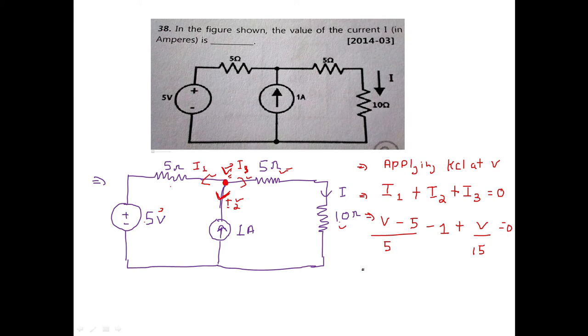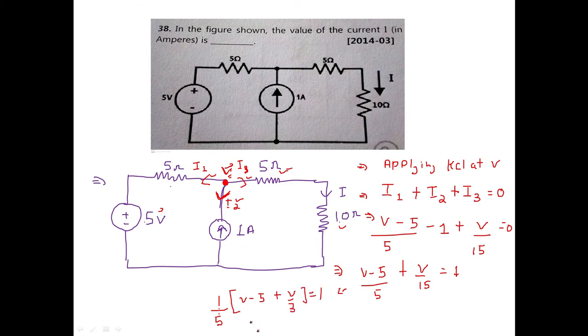Now how do we solve it? V minus 5 upon 5 plus V by 15 is equal to 1. I have shifted this one to the right hand side. Now if I take 1 by 5 common, we get V minus 5 plus V by 3 is equal to 1.